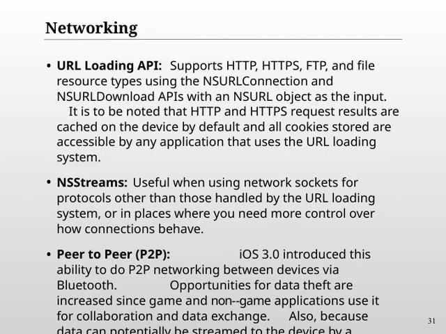Let's talk about networking capabilities on iOS. First, the URL loading API. It supports common resource types like HTTP, HTTPS, FTP, and even local files, using APIs like NSURLConnection and NSURLDownload. Keep in mind that when you make HTTP or HTTPS requests, the results are cached on the device by default, which can improve performance. Also, all cookies stored are accessible by any app that uses the URL loading system, so privacy considerations are important here.